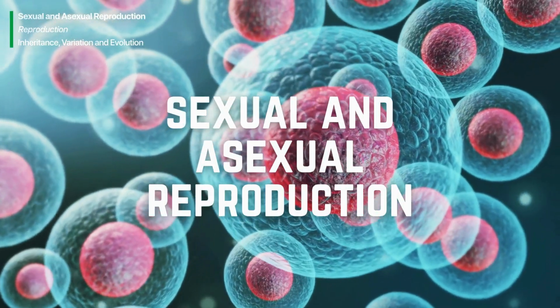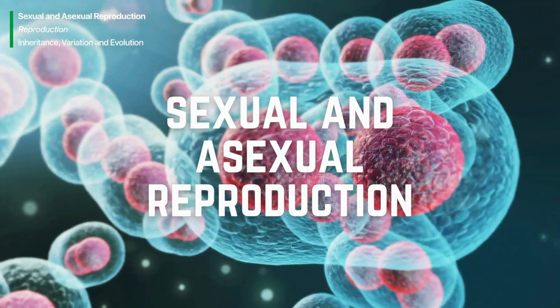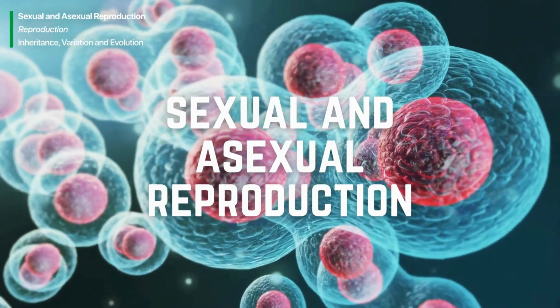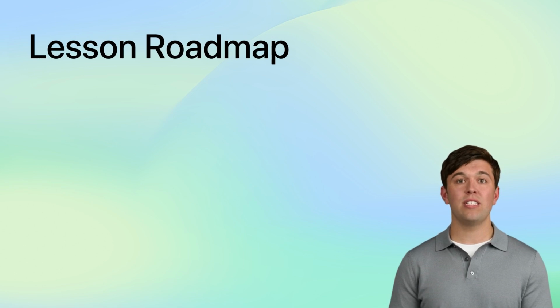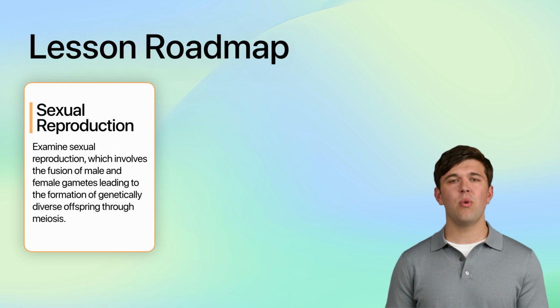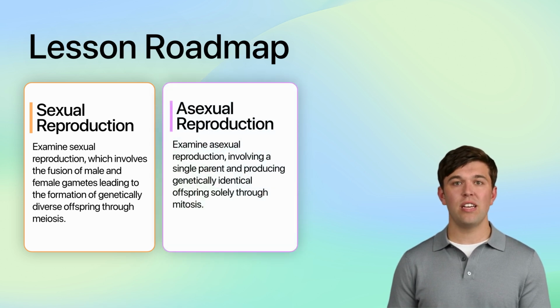Welcome to today's lesson on sexual and asexual reproduction, where we will explore how different methods of reproduction impact genetic variation in offspring. In our roadmap for today, we will examine sexual reproduction, which involves the fusion of male and female gametes, which are sperm and egg cells in animals, and pollen and egg cells in flowering plants. This process leads to the formation of genetically diverse offspring through meiosis. Additionally, we will look at asexual reproduction, involving a single parent and producing genetically identical offspring, solely through mitosis.